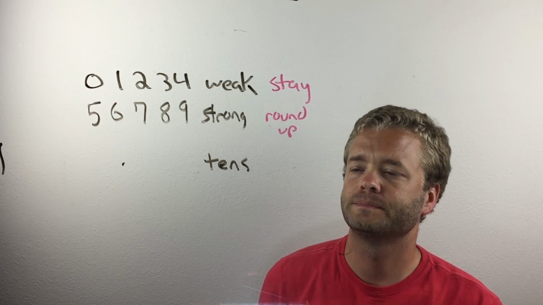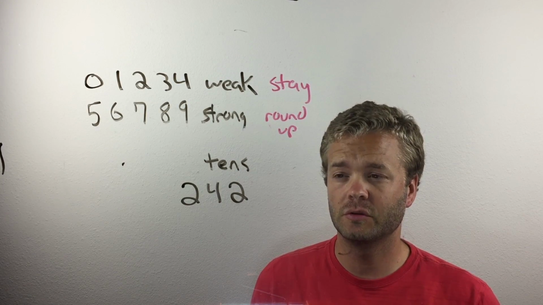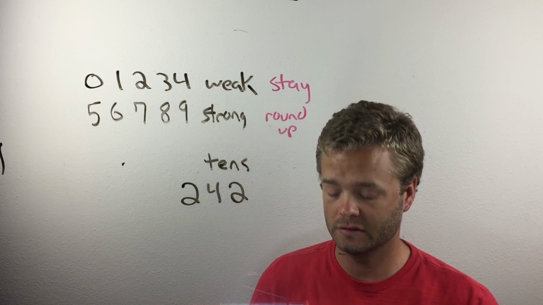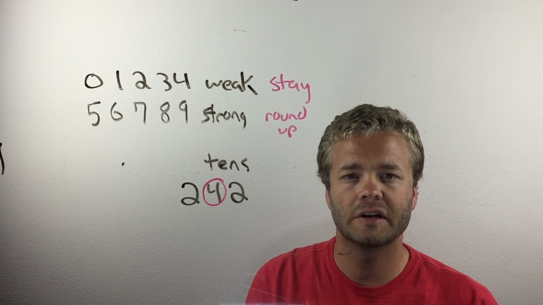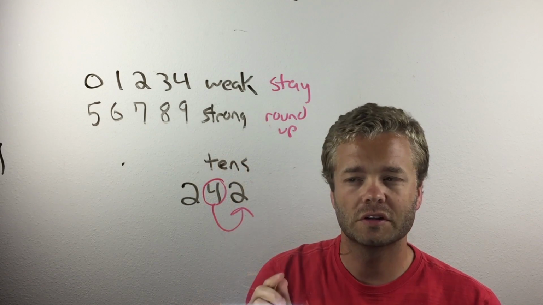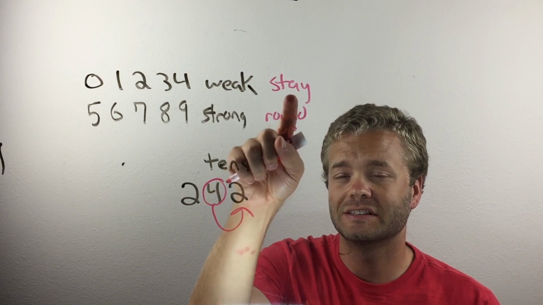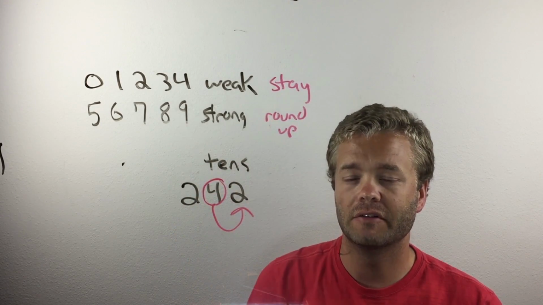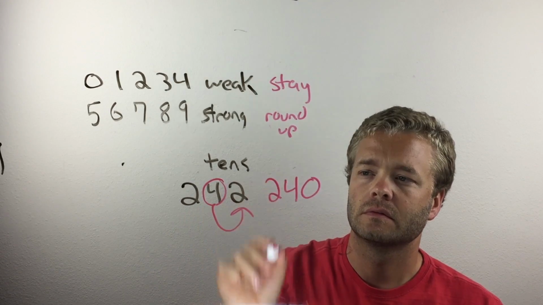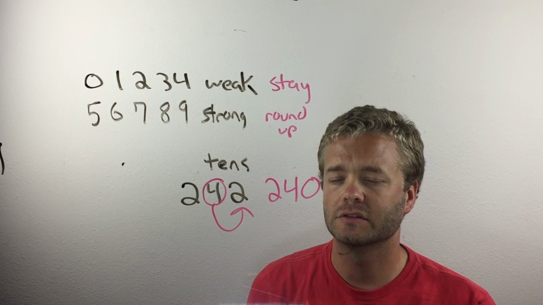Try another one. We're going to round to the tens place. That's 242. Step 1, locate the place value you're rounding to, the tens. Circle it. Step 2, look at the neighbor. Neighbor is the number to the right of it. 2 is a weak number. So what's going to happen to the 4? It's going to stay at 4. Everything to the right of it goes to 0. So 242 rounds to 240.